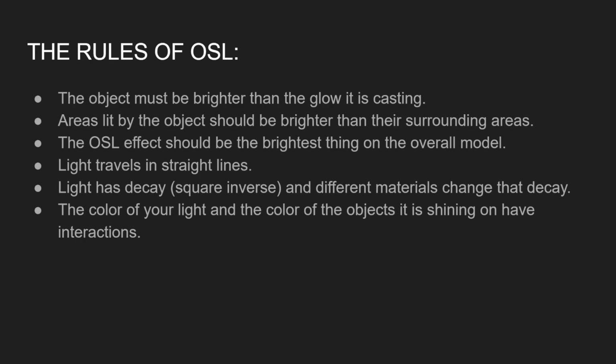The last thing's not something we're going to go too much into because it's kind of this really insane deep rabbit hole, but it is something to consider. The color of your light and the color of the object it is shining on are going to have interactions. One of the things I see all the time is red armor with this bright green glow on it. That's not going to look like that. If you shine a green light onto something that's red, it's going to look almost black, just because of the way light and color work.